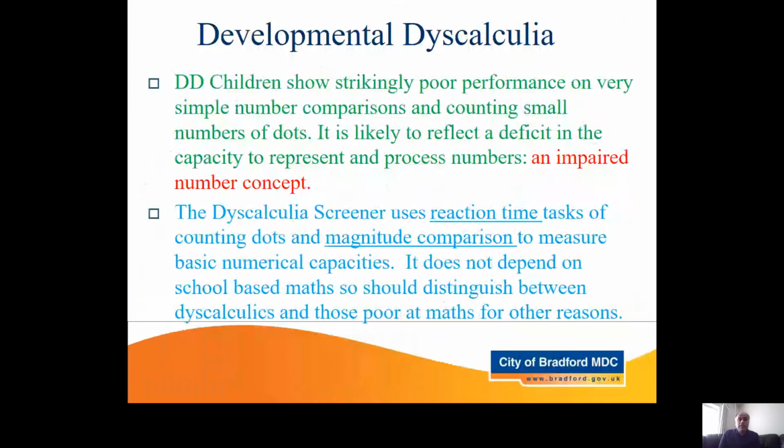Looking at developmental dyscalculia, we see that children exhibit very strikingly poor performance on simple number comparisons and counting small numbers of dots. And this is likely to affect something called an impaired number concept, which is what the neuropsychologists quite often refer to. One of the most prominent ones is Brian Butterworth, and he's developed a dyscalculia screener, which uses the reaction times to tasks to count dots and magnitude comparisons and that kind of thing.